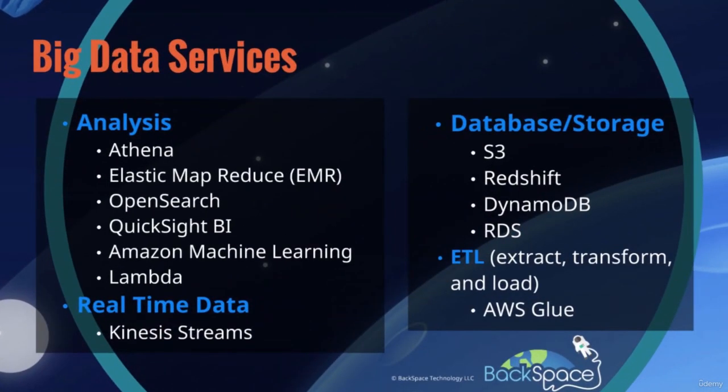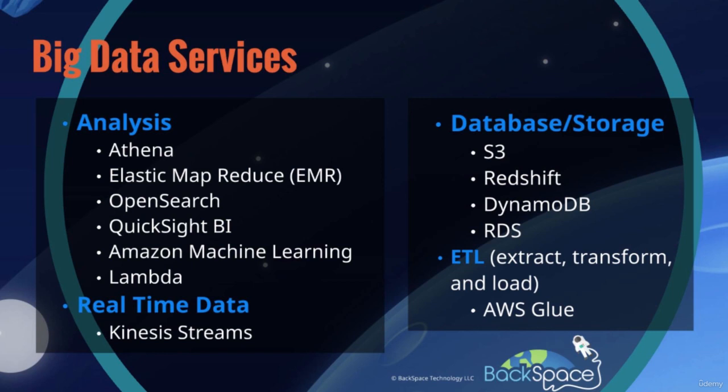There are quite a number of very good services that are available for big data on AWS. For analysis, we've got Athena, which can analyze your data that is stored in Amazon S3. Elastic MapReduce, which can process and analyze our data afterwards. OpenSearch, which is a fully managed search engine. And QuickSight, which is a business intelligence reporting tool. Amazon Machine Learning for conducting machine learning analysis on data. And finally, Lambda for creating our own custom analysis solutions.